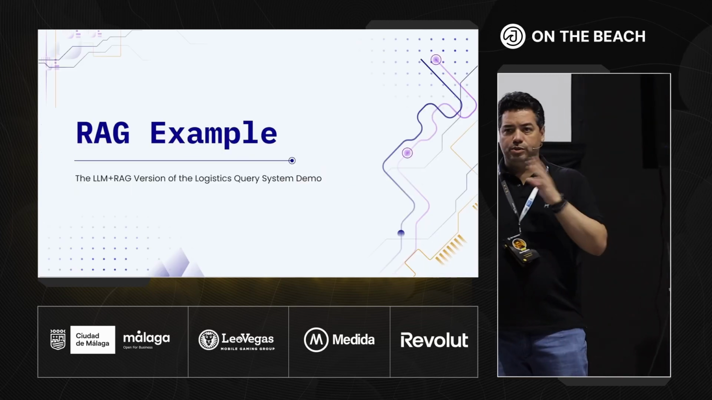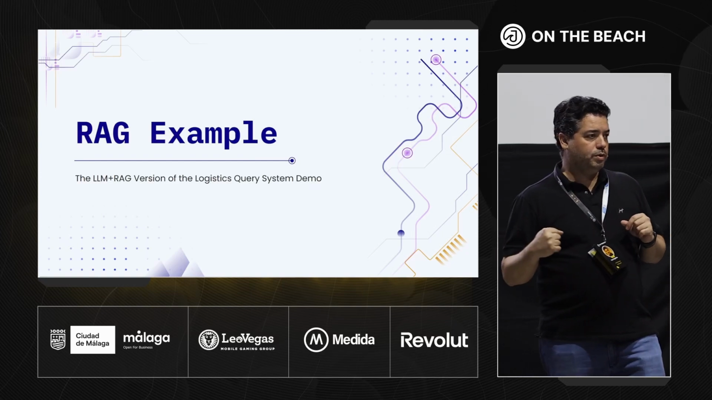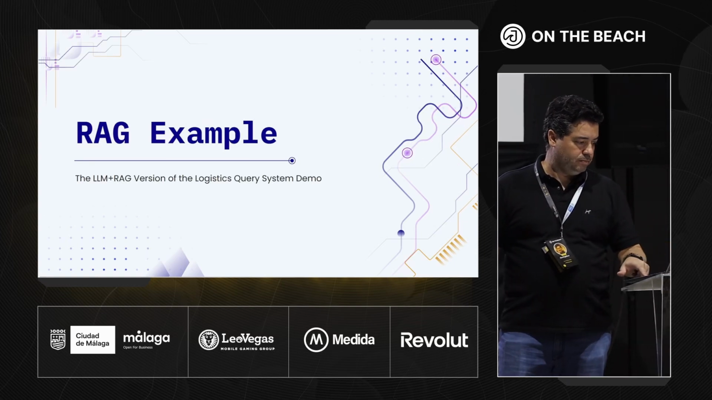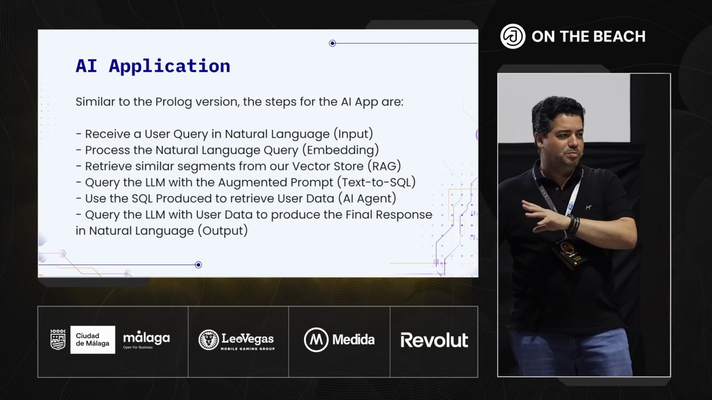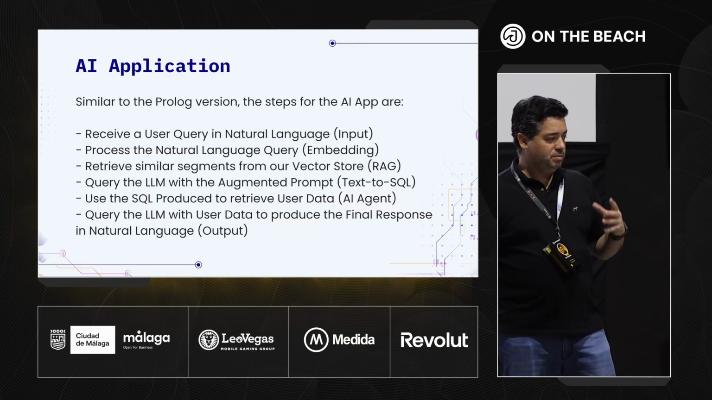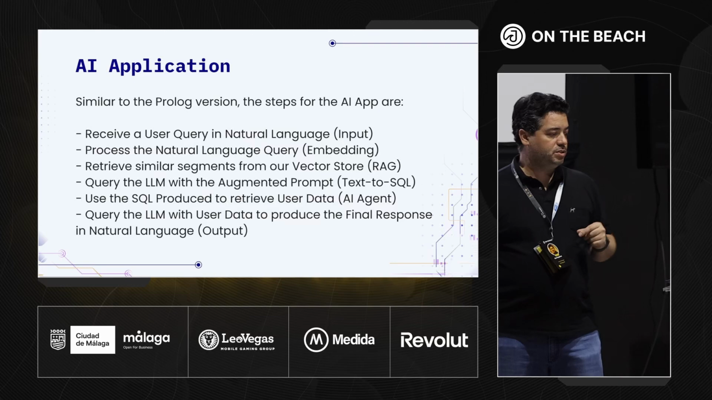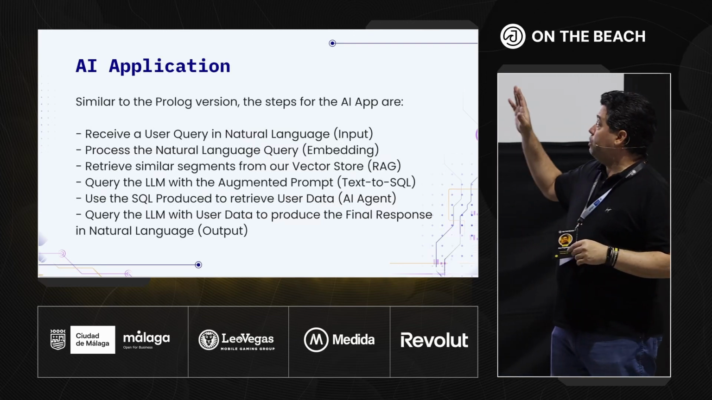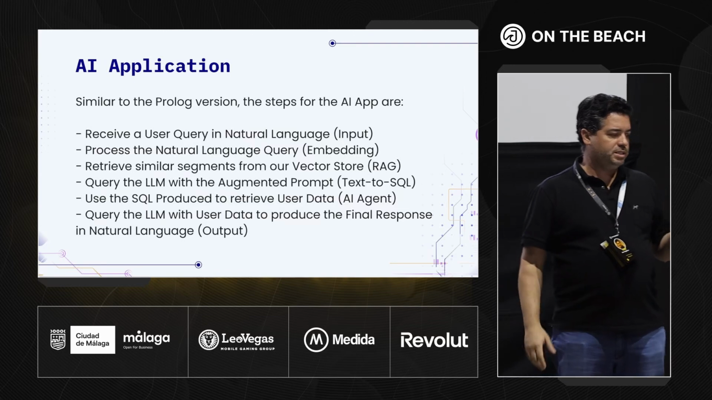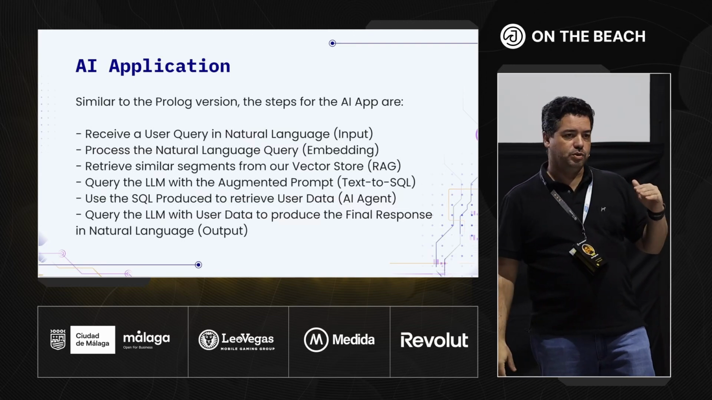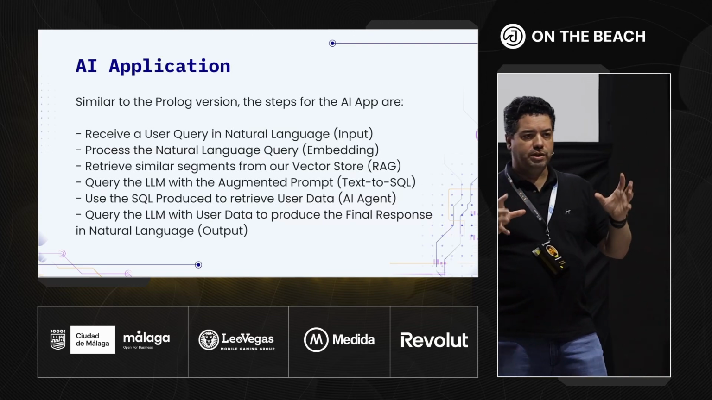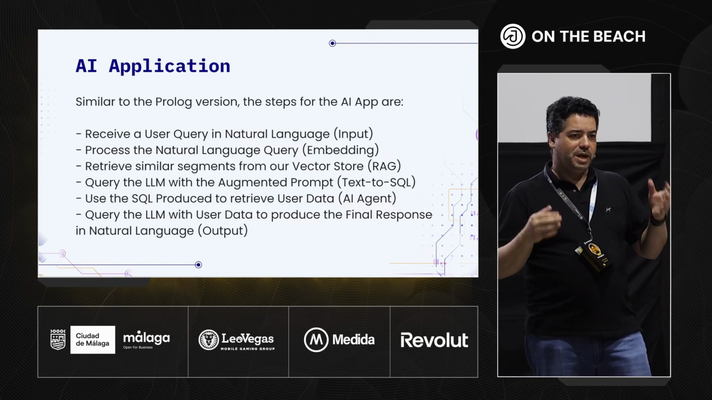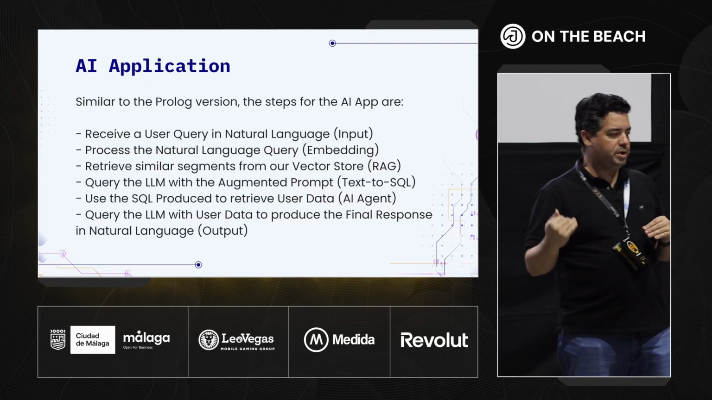All right, so now I showed you the example from the Prolog engine, and I will use a similar version using LLM and RAG. Unfortunately, I'm not running the demo here because this laptop doesn't support it, but I will show you the step-by-step of this RAG application. The AI application works in this way. You get the user query in natural language as an input. As I said, you process it to get your embeddings. So basically, you transform the user query into vectors, and then you retrieve these text segments by similarity search from the vector store. That's the RAG part.